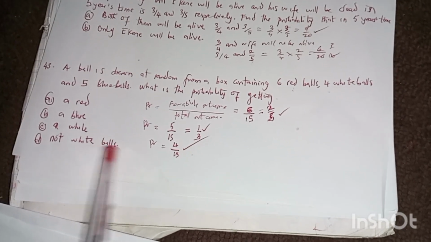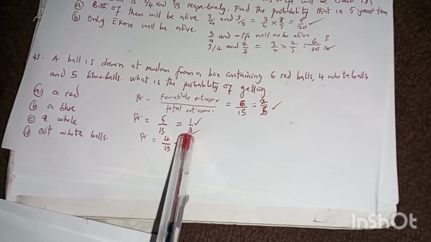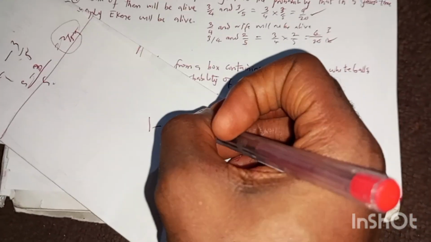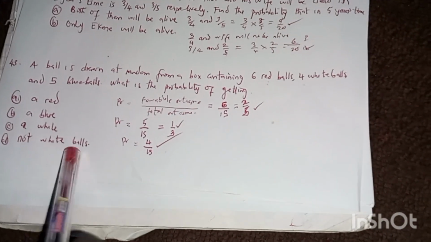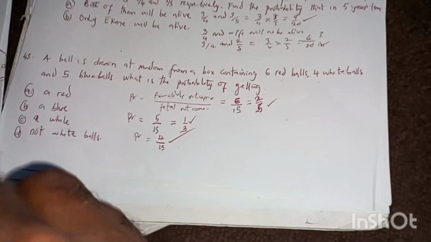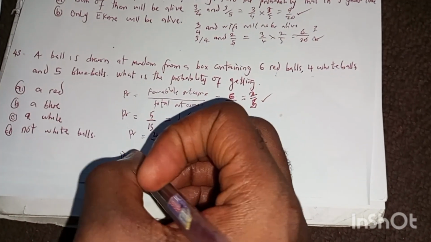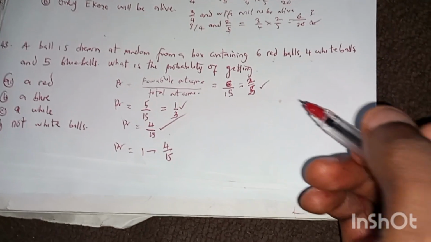Then probability of not getting white balls. Like I told you, probability of not doing something is 1 minus probability of doing it. So probability of not getting white balls means 1 minus probability of getting white balls. And what is the probability of getting a white ball? It is 4 over 15. So probability of not getting a white ball will be 1 minus 4 over 15.